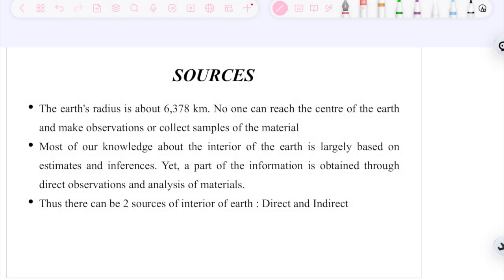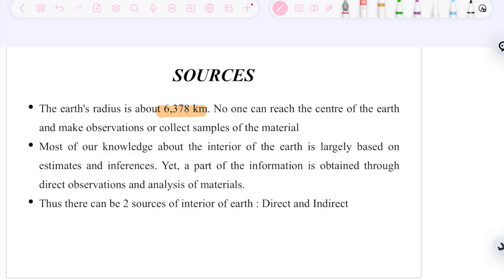Now, as we have seen in the video, there can be various sources of understanding the Earth's interior. There can be direct sources and there can be indirect sources. Let's study about it. The Earth's radius is about 6,378 km. No one can reach the center of the Earth and make observations or collect samples of the material.